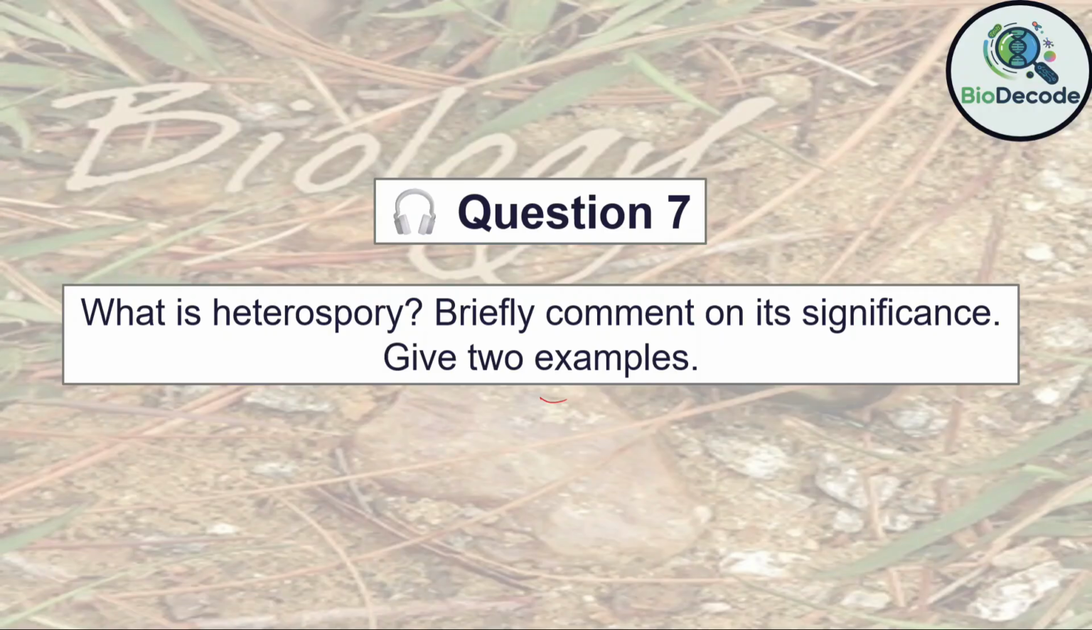Its significance lies in evolution. It marks an important step toward the seed habit. The female gametophyte develops within the megaspore, remaining protected and nourished by the parent sporophyte. Hence, heterospory is a key evolutionary advancement leading to the origin of seeds.